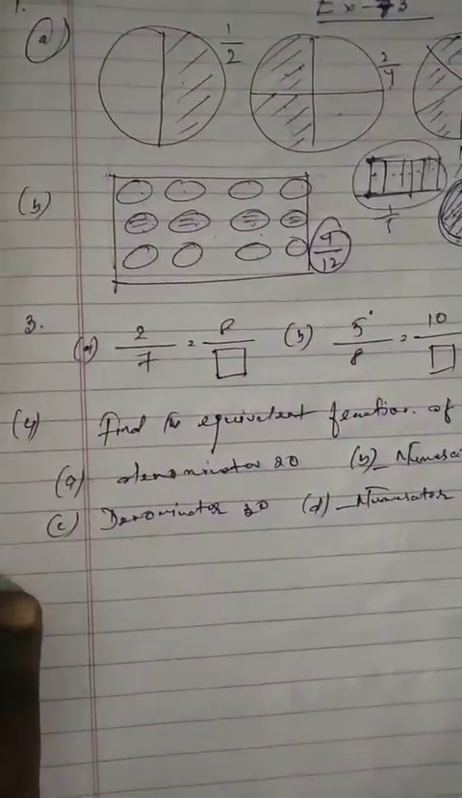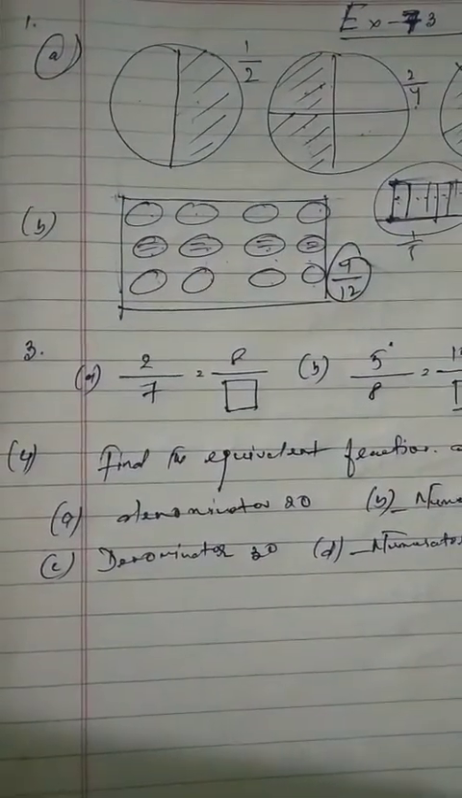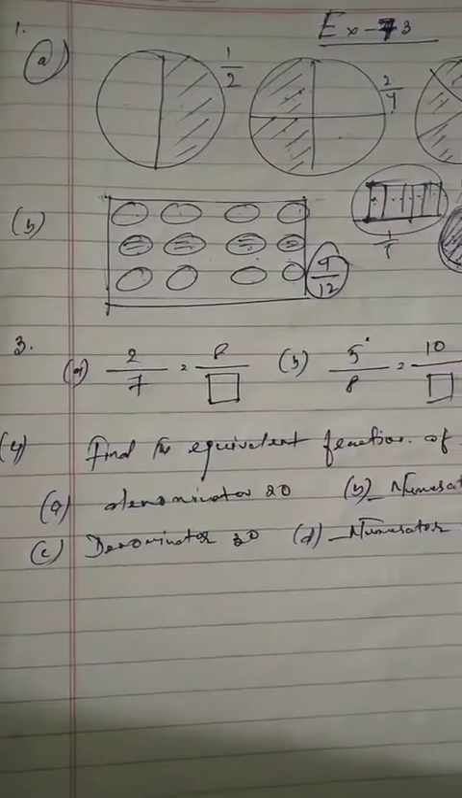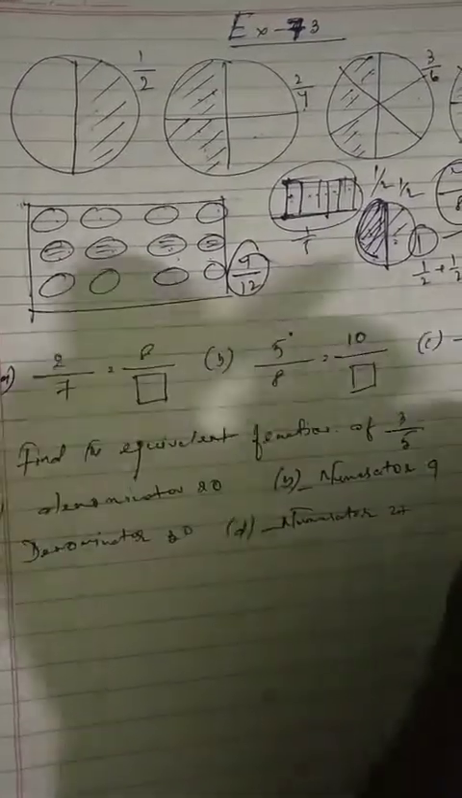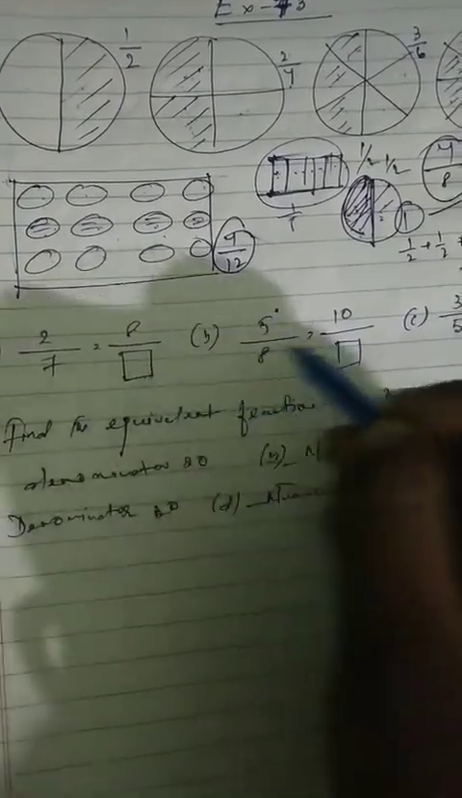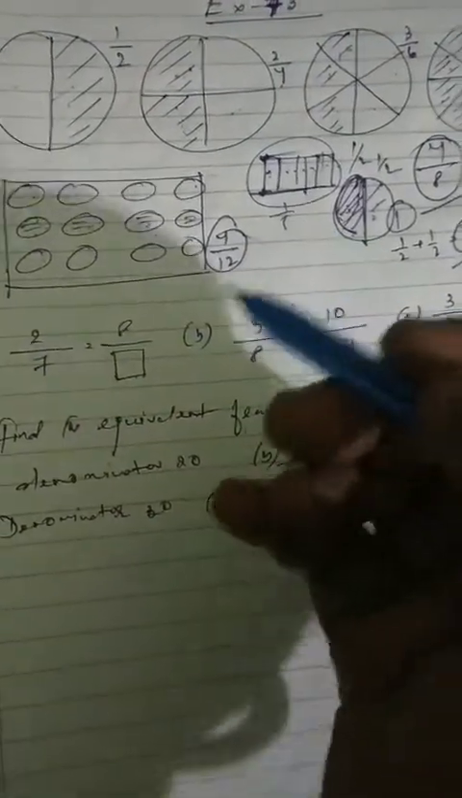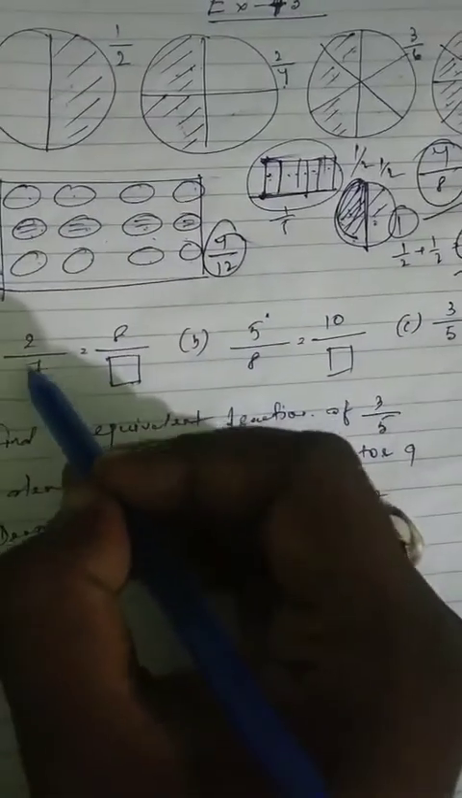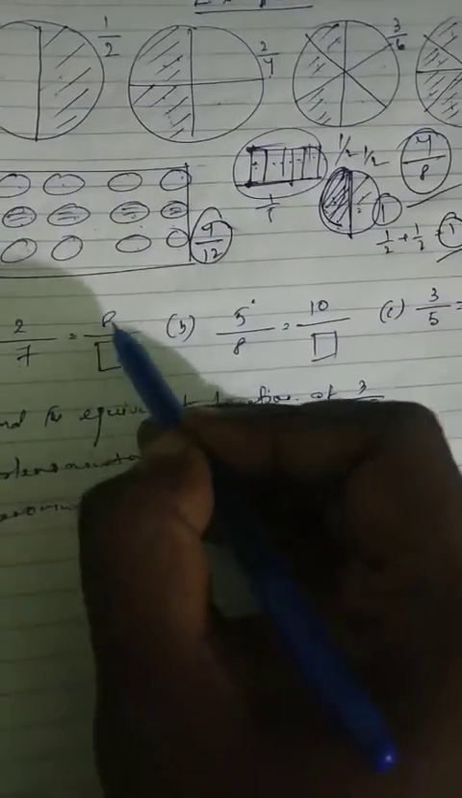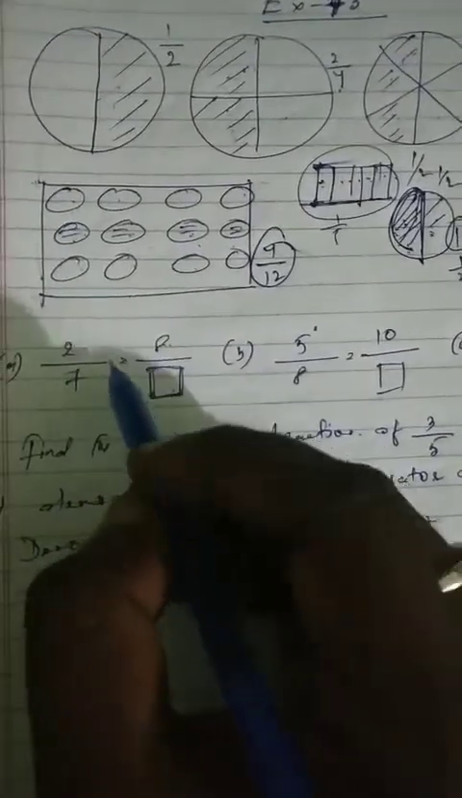Now let us talk about the next question. This was all about question number 1. Now I would like to discuss something about question number 3. We are given some fractions, some numbers are missing, some in the place of denominator, some in the place of numerator. So what will be the missing values that we need to find? So it's 2 by 7 and that is equal to 8 by something, and the missing number is within the box.